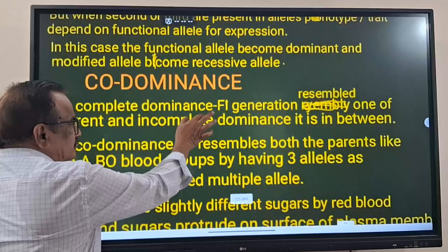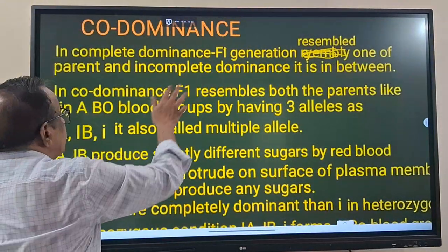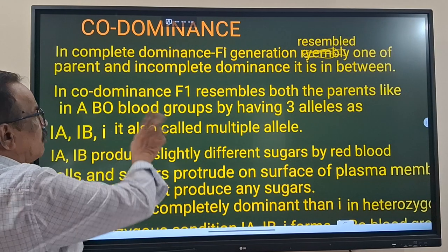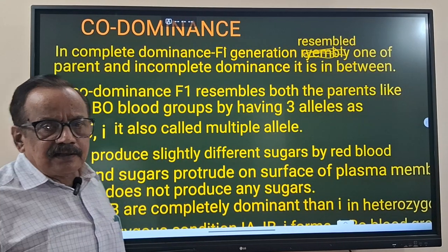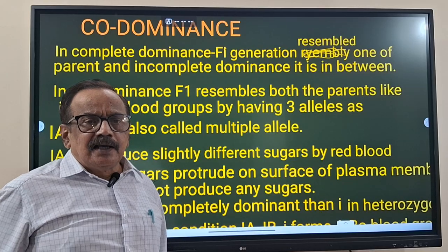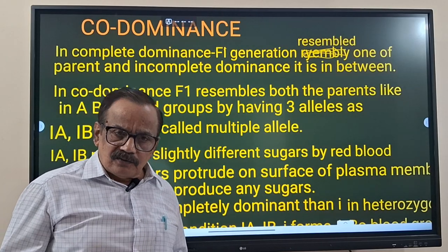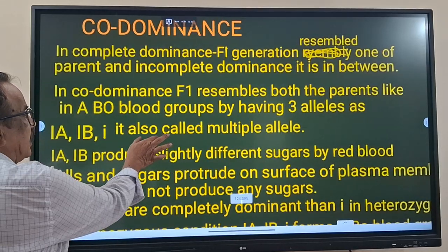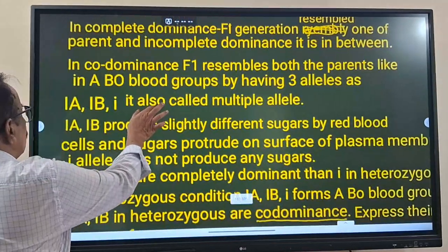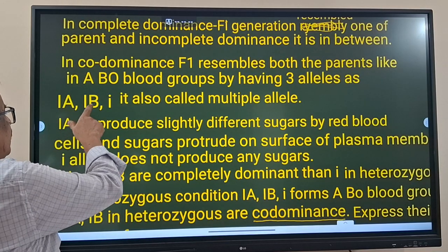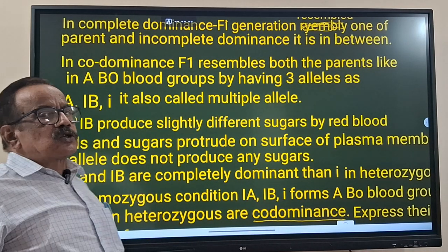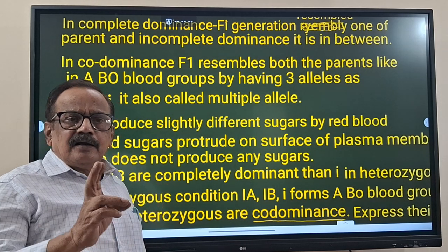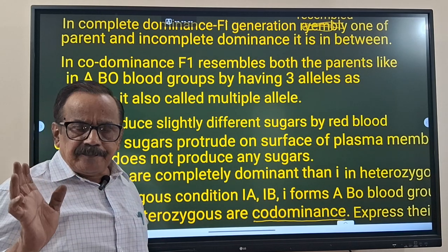Now you see here, in codominancy, F1 resembles both the parents like in the ABO blood group, which has three alleles. More than two alleles are present in that trait or gene. In that one, how many? Three alleles. You see here, he has given IA, IB, and i. The gene has three alleles: IA, IB, and a small i.